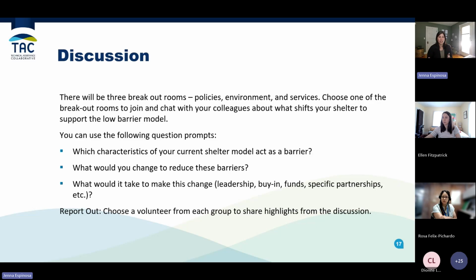But it's always a good idea to step back and examine how you're doing things, and give yourself grace for the decisions that your shelter made along the way. But this is an opportunity to shift things and really make it easily accessible for folks.